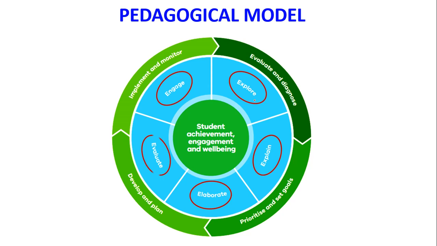And the last one is evaluate. Teachers use multiple forms of assessment and feedback to help students improve their learning and develop agency. They monitor student progress and analyze the data to draw conclusions about the effectiveness of their teaching practices, identify areas of improvement, and address students' individual needs. So these are the five domains of the pedagogical model.